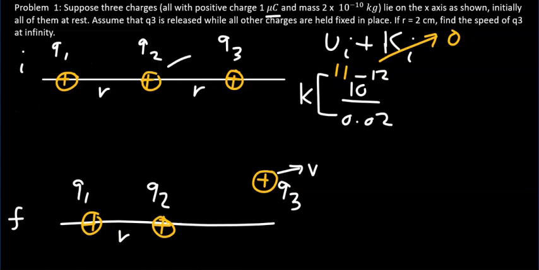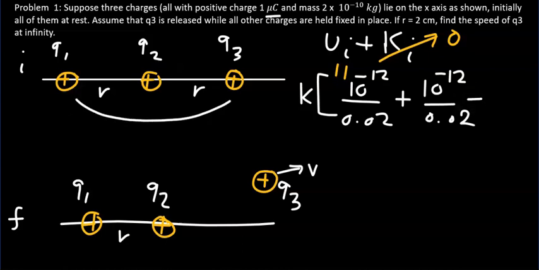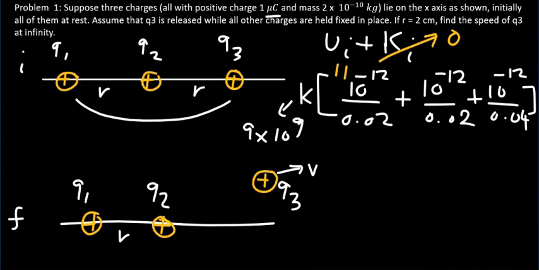The second combination is Q2 and Q3. The product of the charges is still 10 to the power minus 12. Each contributes 1 microcoulomb. The separation distance is again 0.02 meter. The final pair is 1 and 3. So 10 to the power minus 12 over 4 cm, so 0.04 meter. Remember, K is a constant, 9 times 10 to the power 9 in SI units.